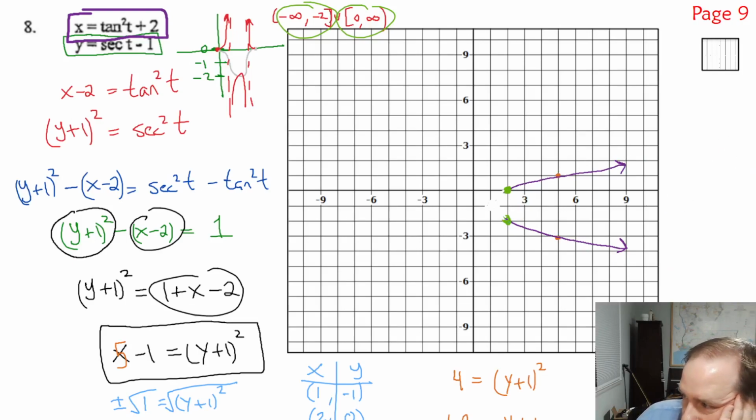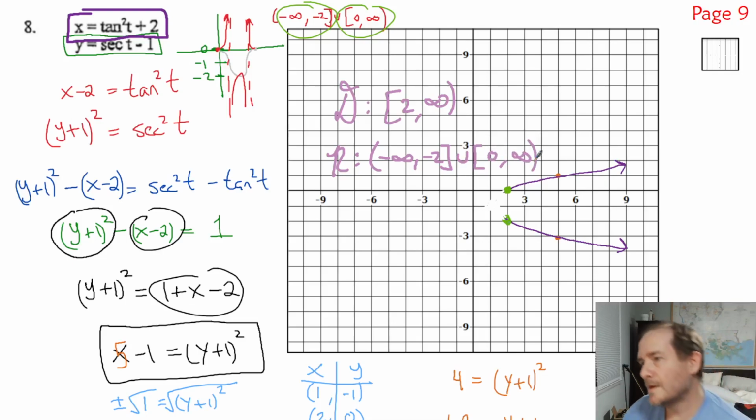And so hopefully that stuff about these implied or inherited domains from the parametric equations starts to make sense. My domain here would be 2 to infinity, not the 1 to infinity that you might have assumed by thinking about the rectangular equation. And my range, well, you might have thought it was all reals, but when we lost this chunk, we lost a chunk. So it's not all reals, it's only the stuff from negative infinity up to negative 2, inclusive, union 0 to infinity. So pretty tricky.